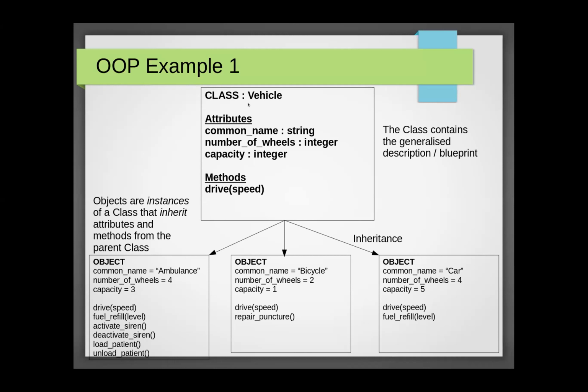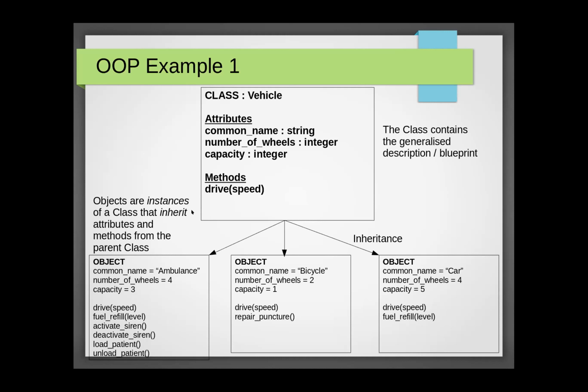So we might have a class called vehicle, and it might have attributes. We've got 3 attributes here. One is the common name, which is a string type variable. That's where we store the name for it. The number of wheels, which we're going to store as an integer, whole number, and the capacity, which we'll store as an integer. So imagine we've got those three attributes, and we've got one method for our vehicle here, which is to drive at a certain speed, which we pass in as an input. So we've got three attributes and one method associated with the class of vehicle.